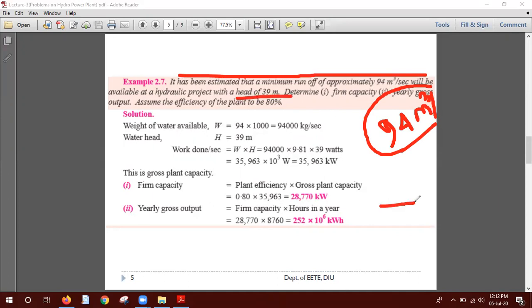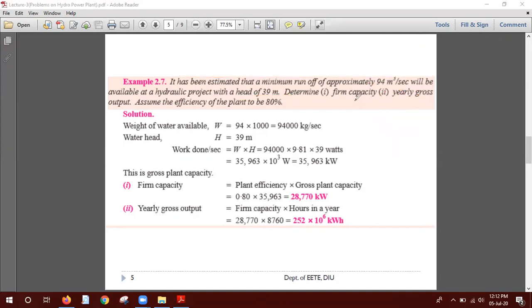That means the head, the water level difference from the ground, that is effective, is 39 meter. So determine the firm capacity and yearly gross output. How much yearly output do we get? And assume that the efficiency of the plant is 80%. So always remember the two pieces of information that are very important to find out the power. One is how much volume of water is going through, and another one is the height.